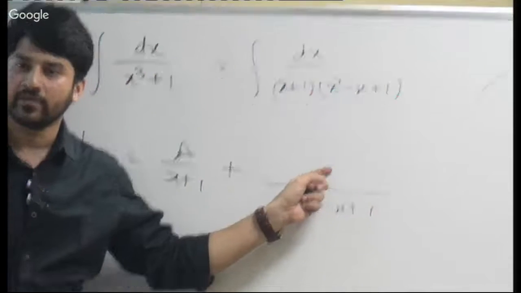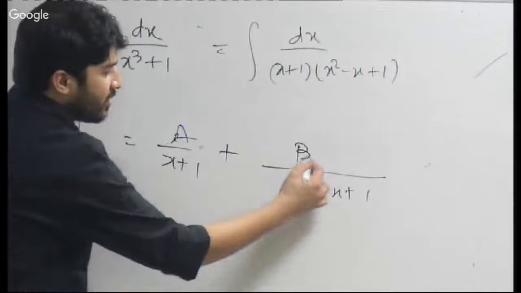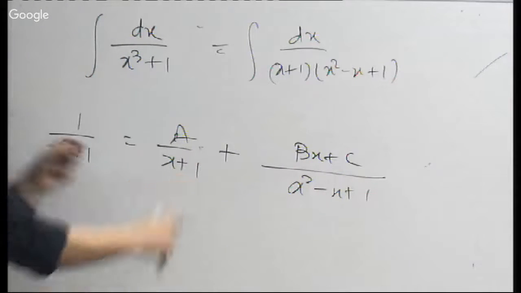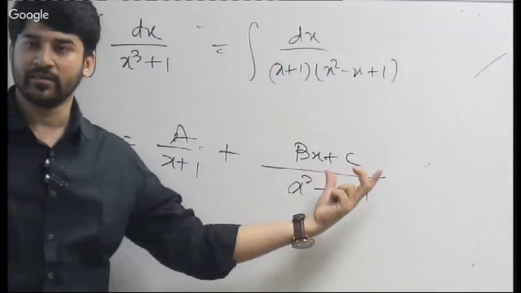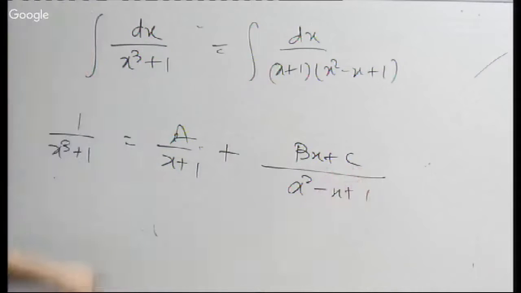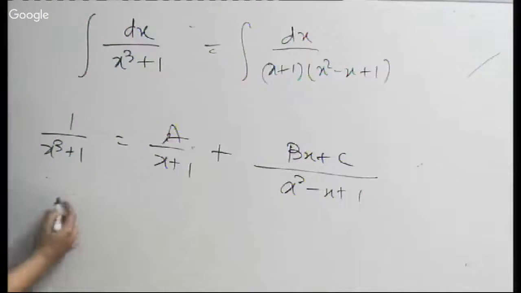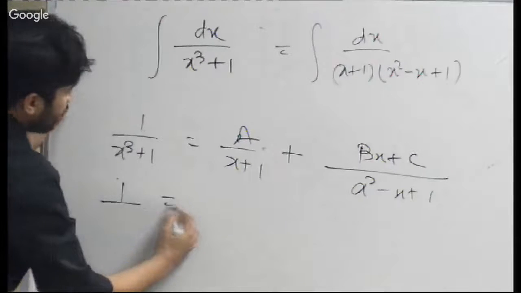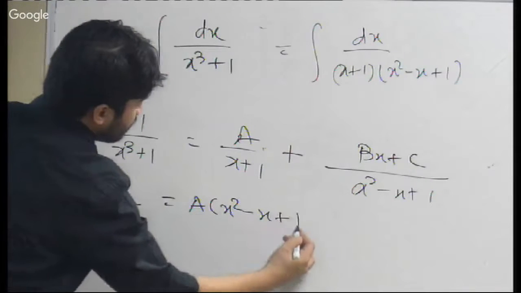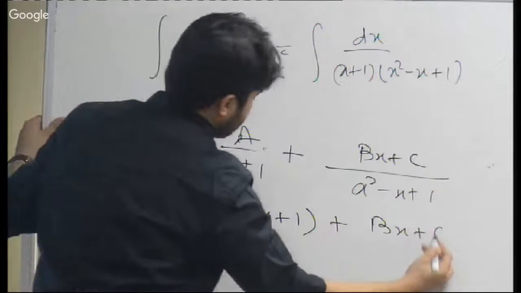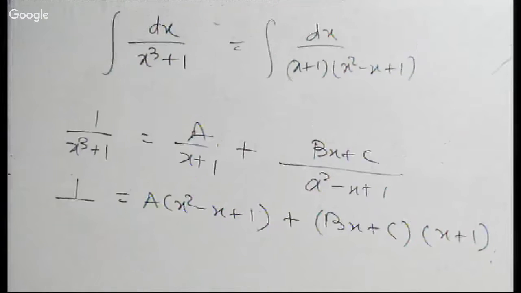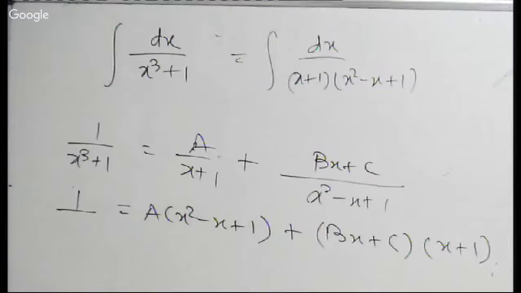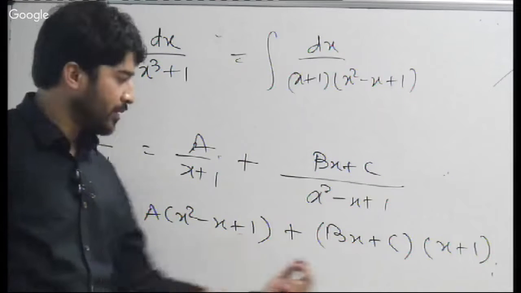bx plus c. Why? It's a quadratic thing. You have a cubic thing. Finally, my numerator can go up to quadratic part, right? So I'll put this as bx plus c. Now I can say 1 is equal to a into x square minus x plus 1 plus bx plus c into x plus 1. Right. सिंपल x इज इक्वल टू -1 करते ही a आ जाएगा, है ना. a आते ही क्या करेंगे हम, फिर इसको ओपन कर देंगे.